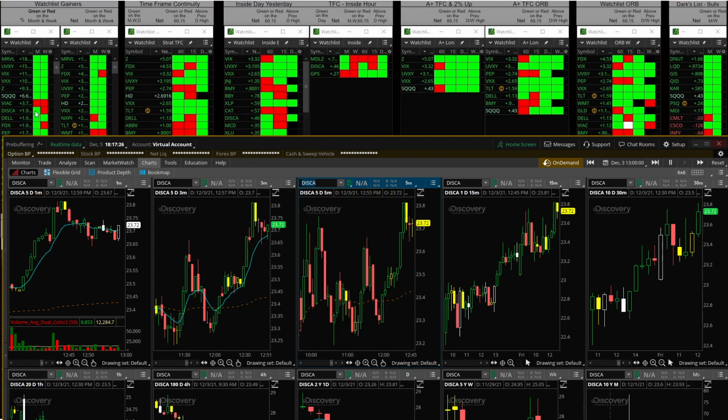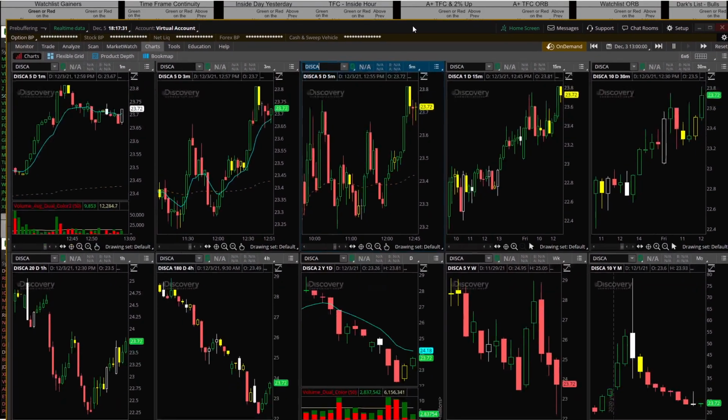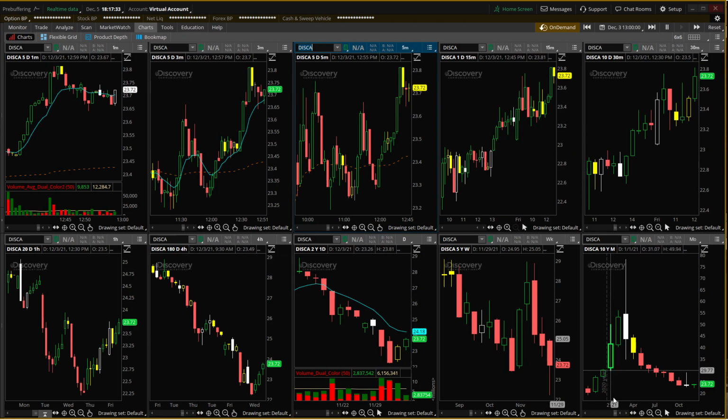Okay, Discovery was green on the month, red on the week. So if we take a look at that, that would be green on the month, red on the week, green on the day. Okay, so that's why it was showing up on that watch this gainer scan.